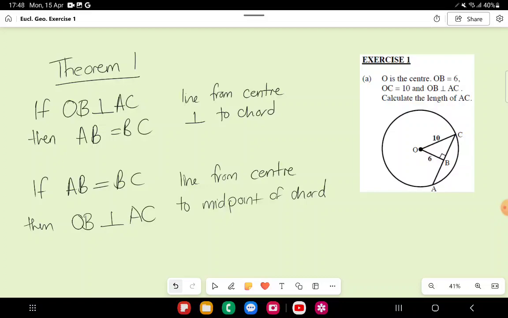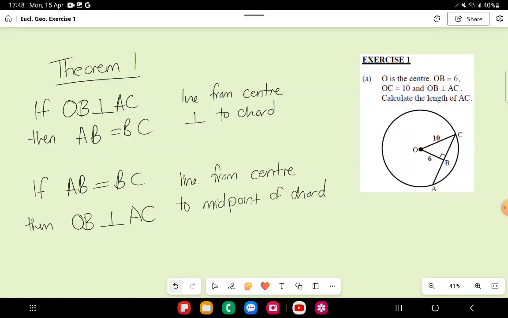Today we are going to look at Euclidean geometry. Euclidean geometry has a number of theorems that we need to understand in order to use. Today we're going to look at exercise 1, and in exercise 1 we're only going to use theorem number 1, which is new, but we also need to use all the previous knowledge that we know from geometry. So let's quickly go over theorem number 1.